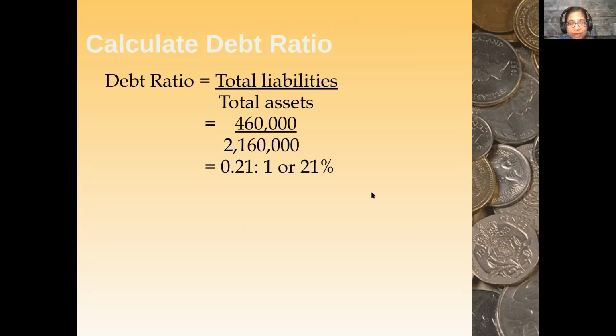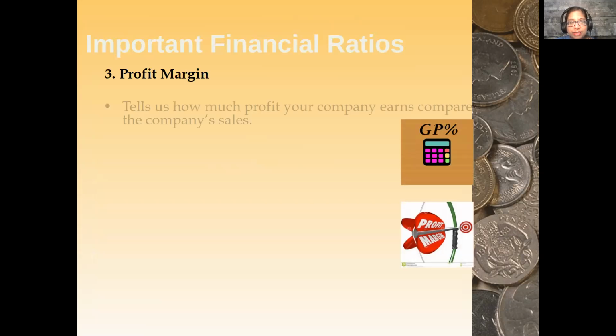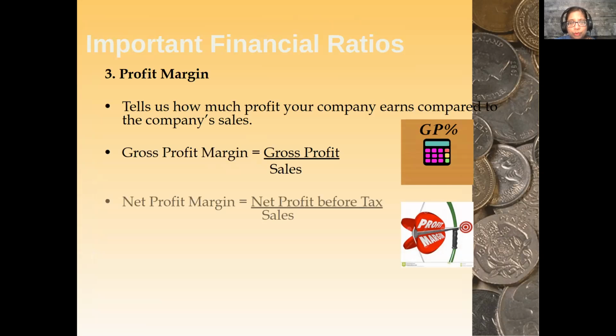Okay, let's continue with profit margin. And these two ratios are very simple. It basically tells you how much profit your company earns compared to sales. So your gross profit margin ratio is gross profit divided by sales. And your net profit margin ratio is your net profit before tax divided by sales. The higher these two ratios are, the better it is for your company.